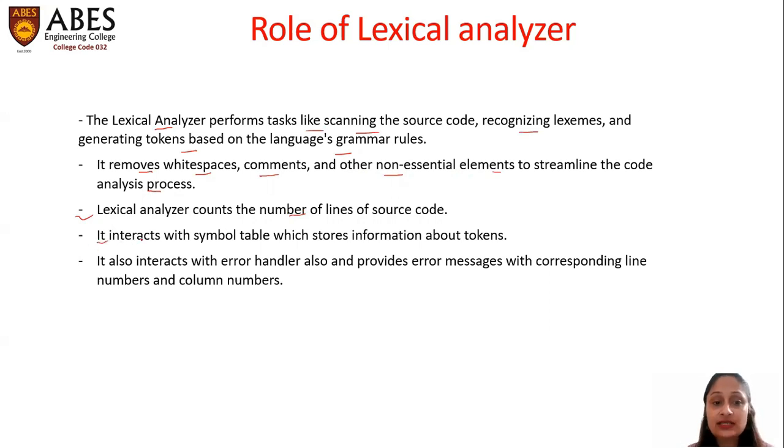It interacts with the symbol table. Basically, the symbol table is a data structure which is used to store the information about tokens. It also interacts with the error handler and provides error messages with corresponding line numbers and column numbers.